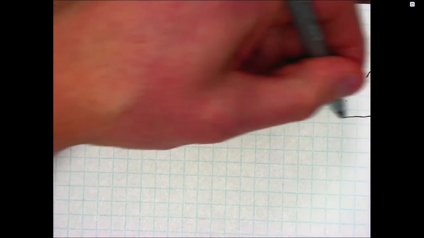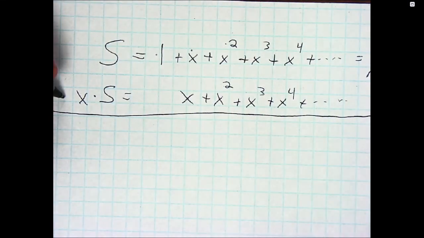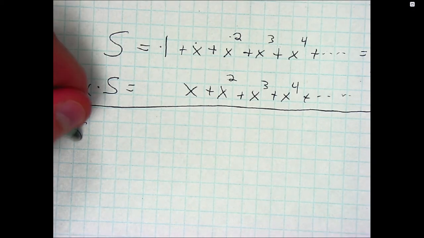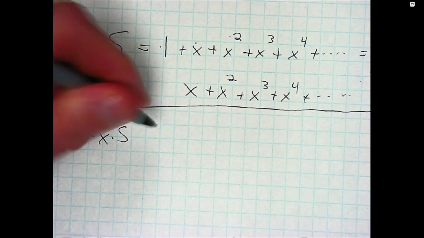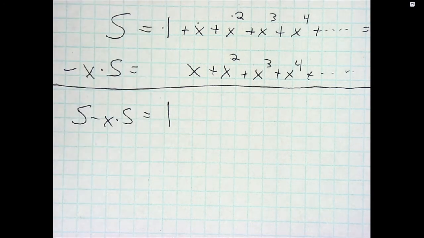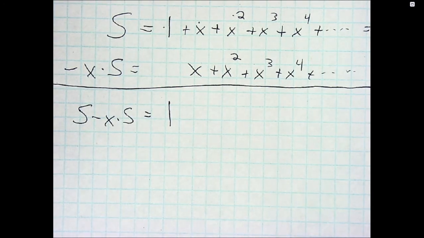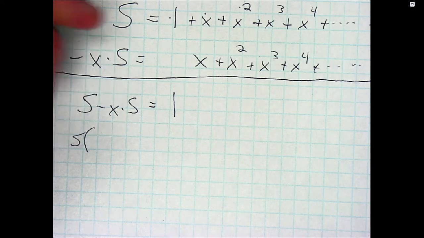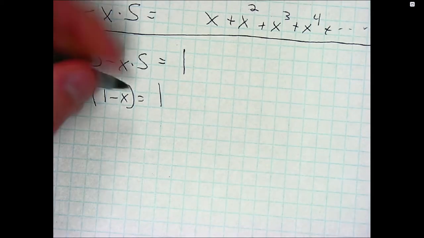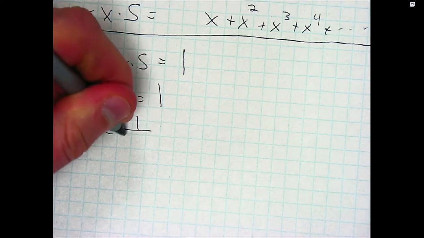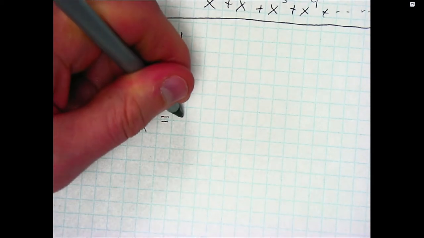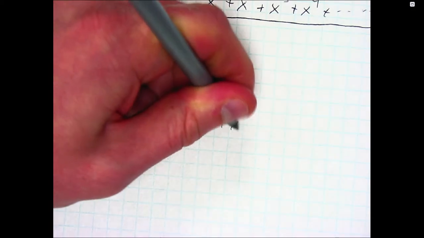Well, here's the nifty trick, right? I can now subtract these two lines. And so when I subtract these two lines, on the left I get s minus x times s. And on the right, almost as if by magic, everything disappears, and I just get 1 left. And so if I'm curious what s is, I'm going to factor it out and then divide. So I get s equals 1 over 1 minus x. And so this is our first example of what's called a power series.